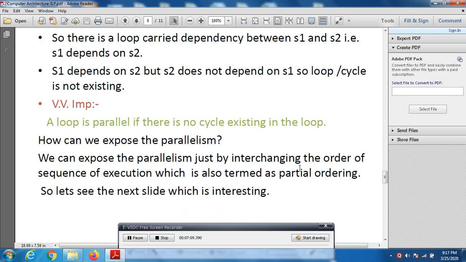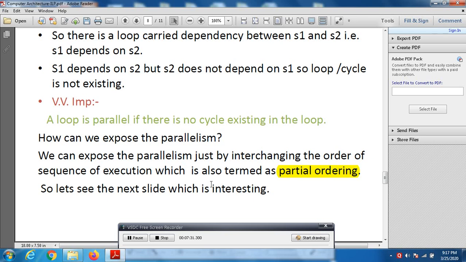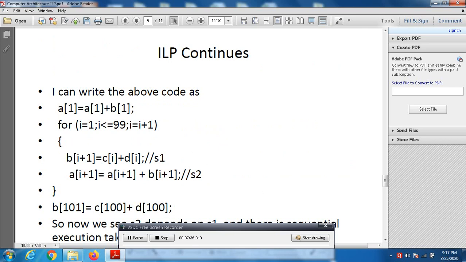We can expose the parallelism just by interchanging the order of sequence of execution, which is also termed as partial ordering. This is quite important, because when we interchange s1 and s2, and we find that there is no cycle, automatically we can say that the loop is parallel.